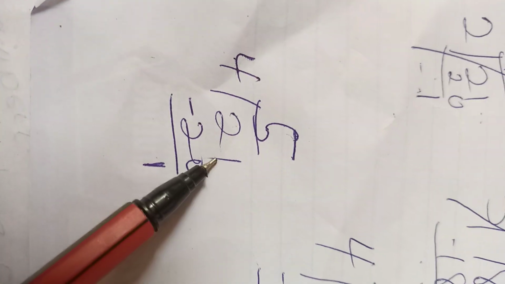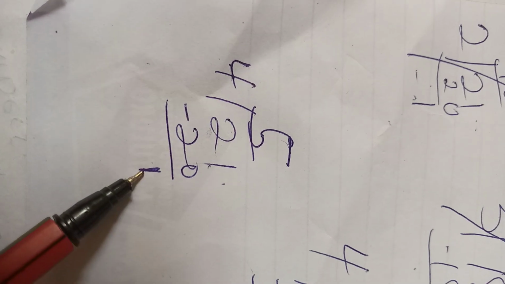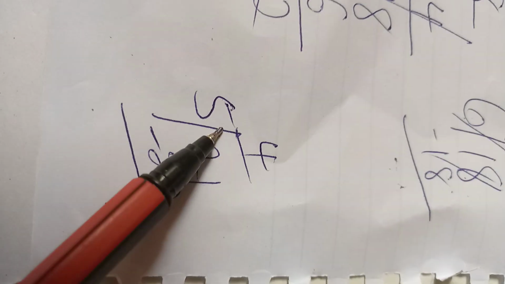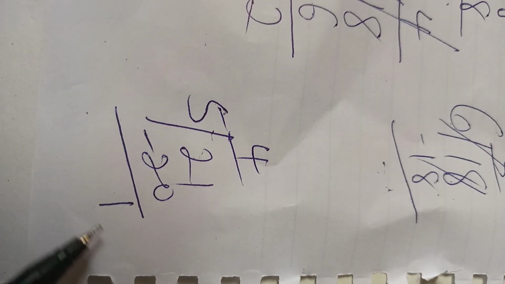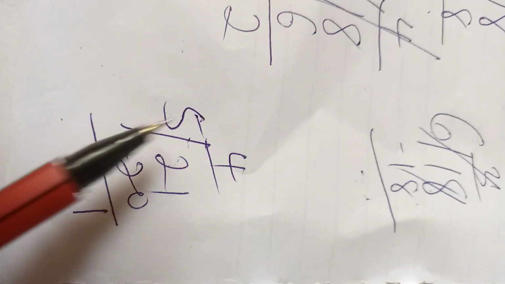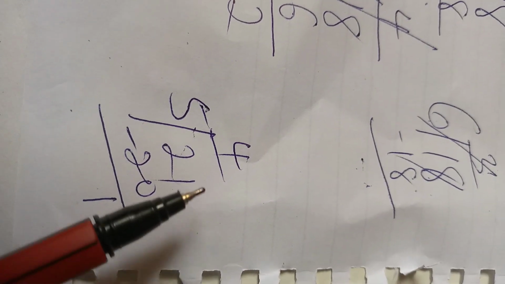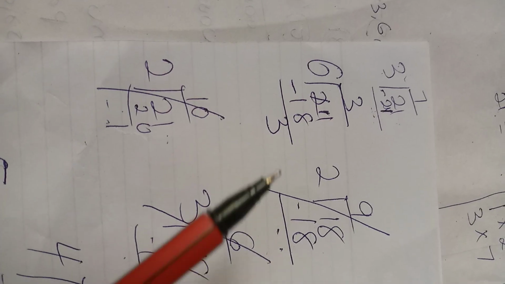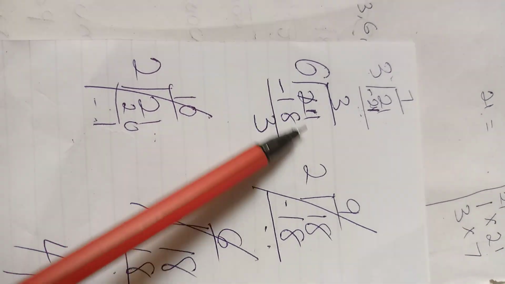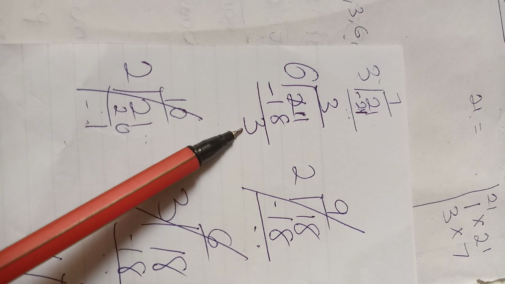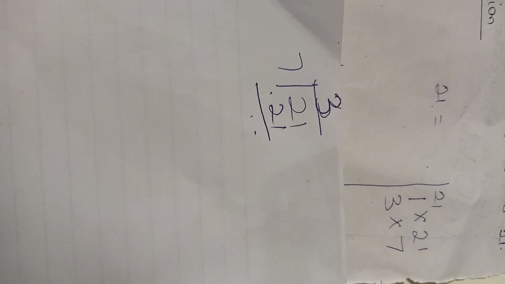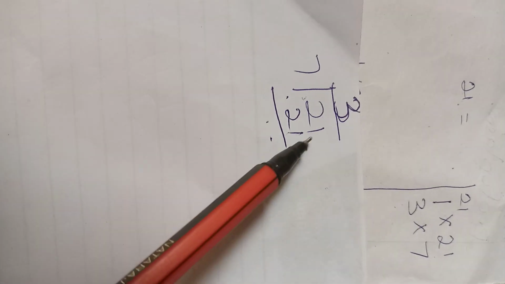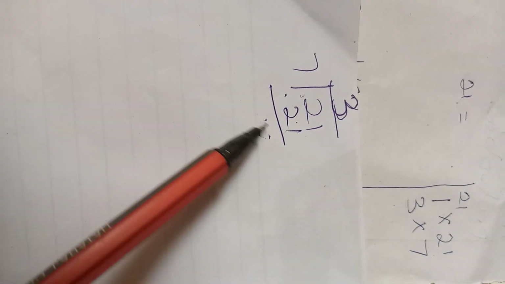But here, 4 is not a factor of 21 because it has a remainder. I'll move to the next number, which is 5. 5 is not a factor of 21 because it has a remainder. 6 is not a factor of 21 because it has a remainder. Move to the next number. 7 is a factor of 21 because it has no remainder.